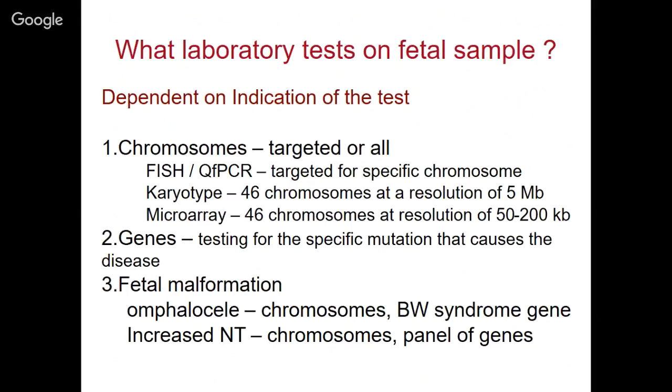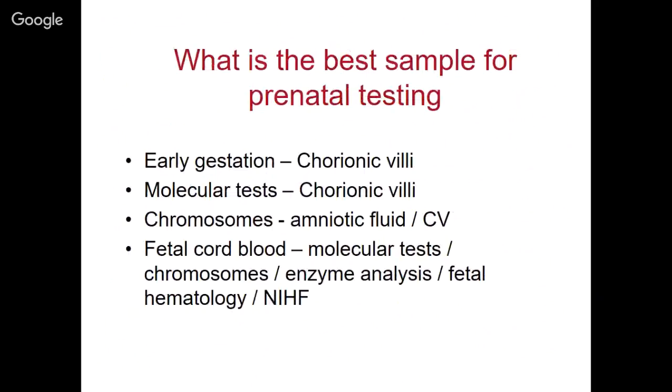What is the best sample for prenatal testing? Early in gestation, chorionic villi. If you want to do single gene disorders for DNA testing, chorionic villi are better because they give you better quality and amount of DNA. If you want to look at the chromosomes, you can use either amniotic fluid or a cord blood sample.